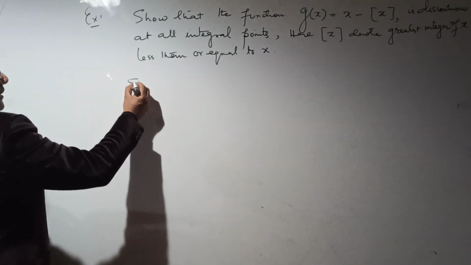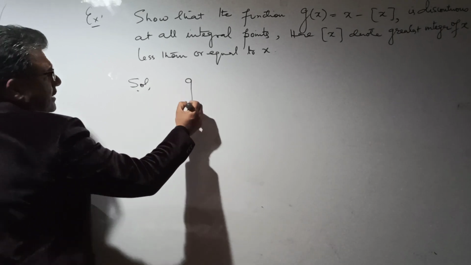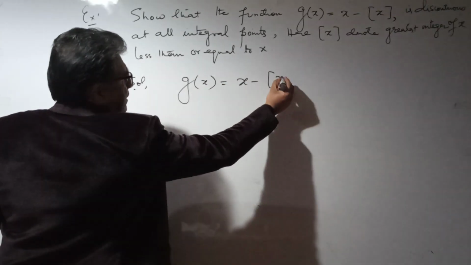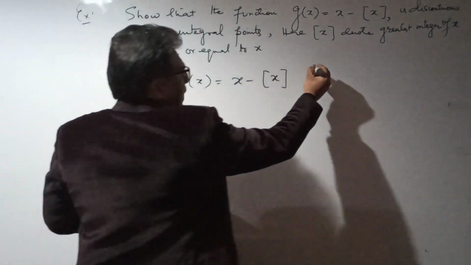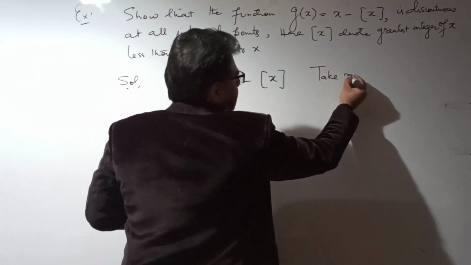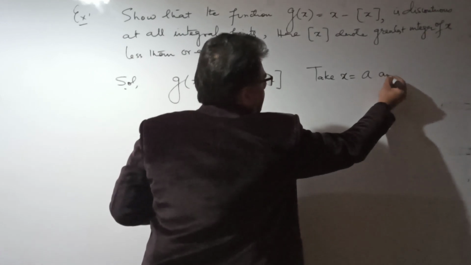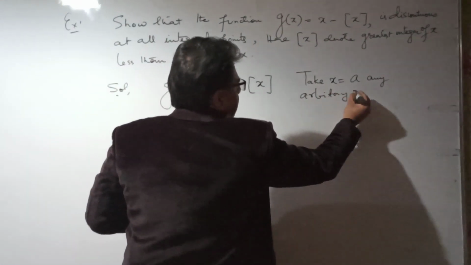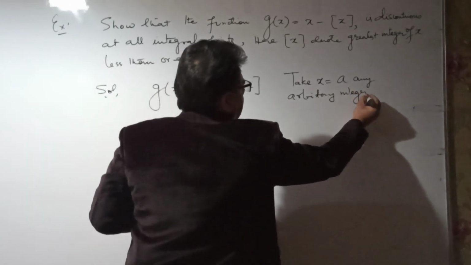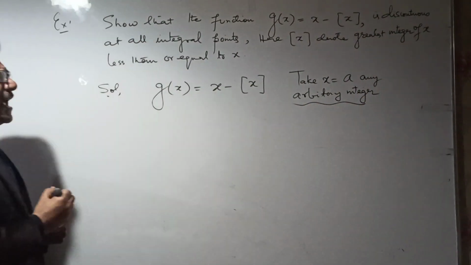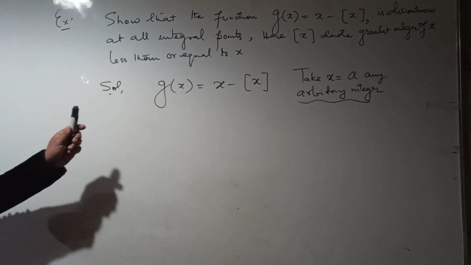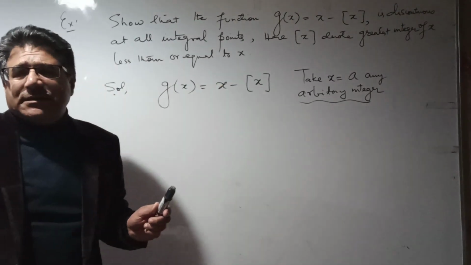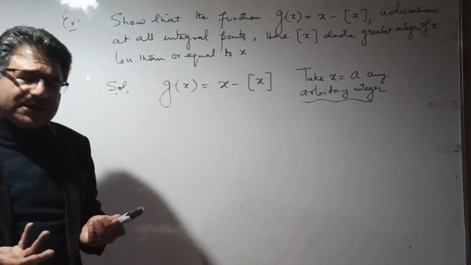You take the question like this. It is g(x) is equal to x minus greatest integer of x. You take x is equal to a, any arbitrary integer. You take any integer a. Now, I have already told you that once there is a greatest integer, we have to find left hand limit as well as the right hand limit.